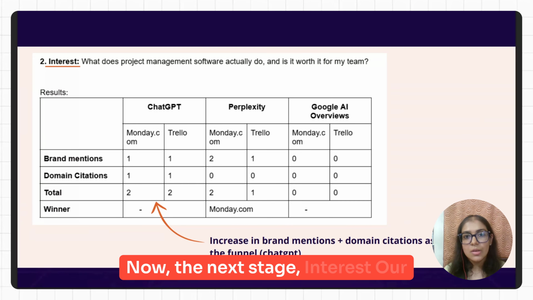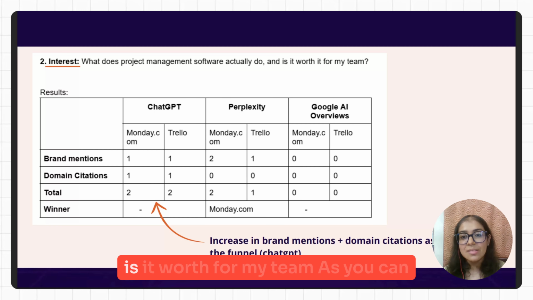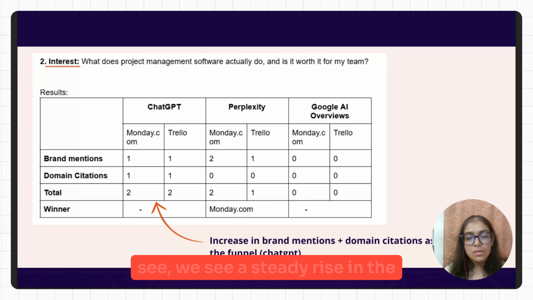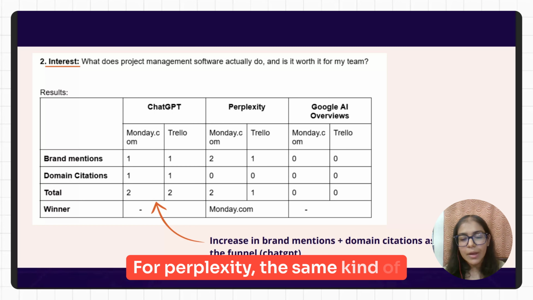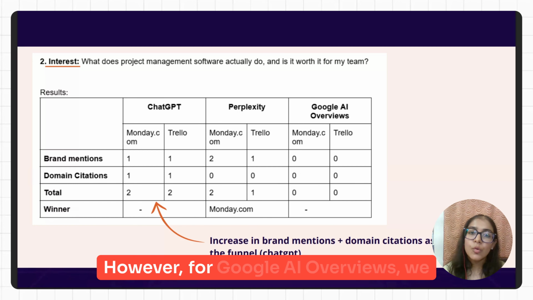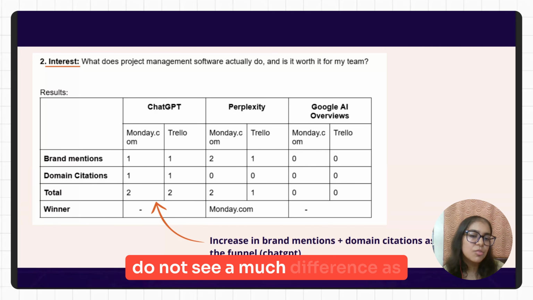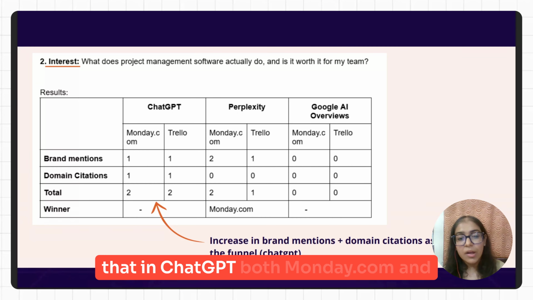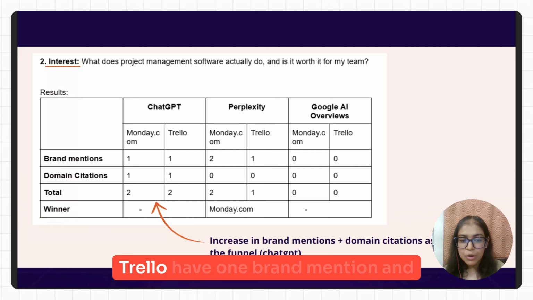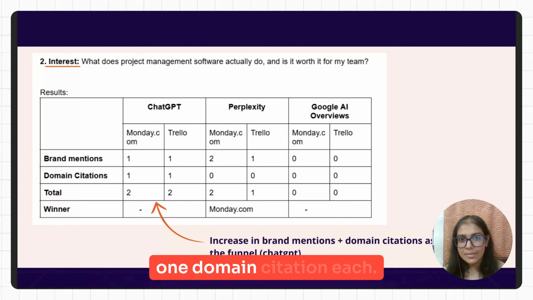Now, the next stage, consideration. The prompt was, what does project management software actually do, and is it worth it for my team? As you can see, we see a steady rise in the number of brand mentions and domain citations for ChatGPT for both the brands. For Perplexity, the same kind of thing happens. However, for Google AI overviews, we do not see much difference as compared to the previous stage. Again, note that in ChatGPT, both Monday.com and Trello have one brand mention and one domain citation each.